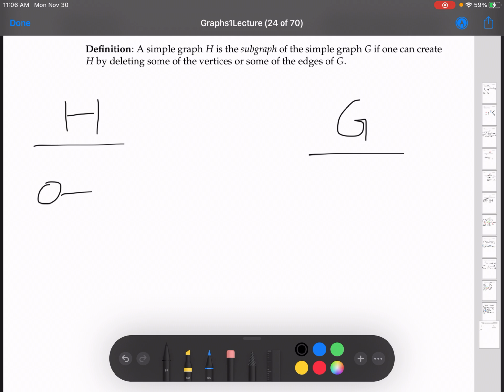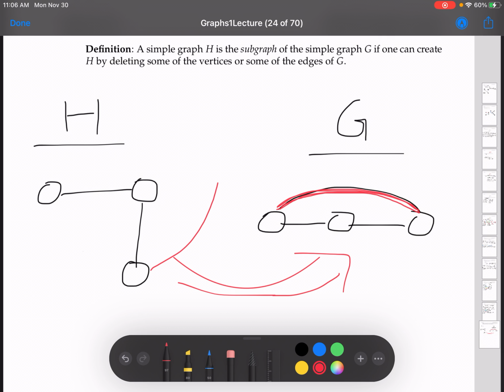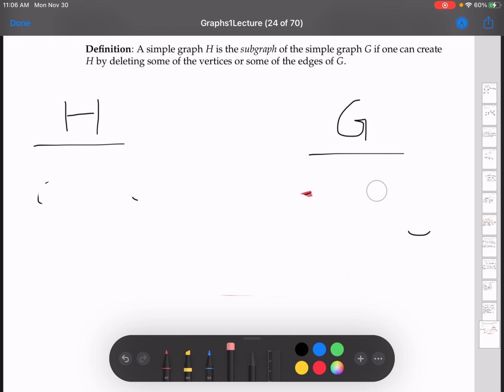Let's say, so is H a subgraph of G? And in fact, it is, right? If you were to delete this red edge here, then in fact, you would get H. You could turn H into this thing over here by pulling this guy up a little bit over there, and it would be the same thing. So H is a subgraph of G.